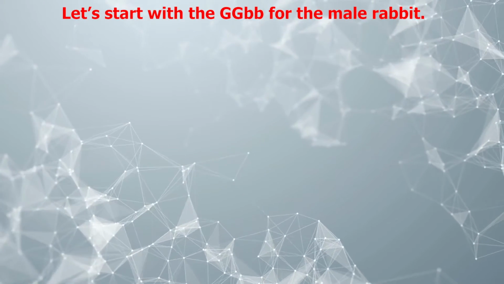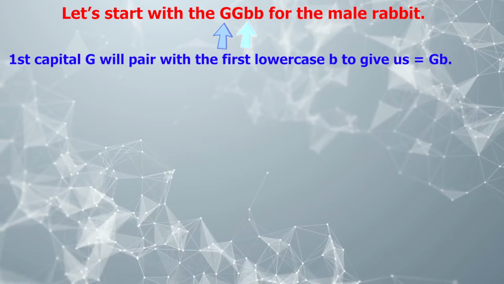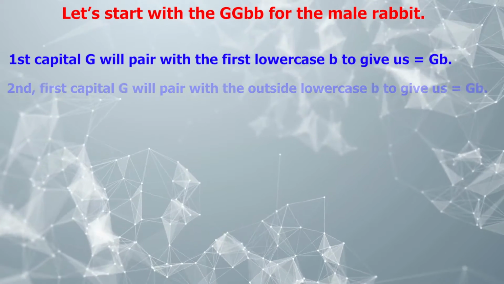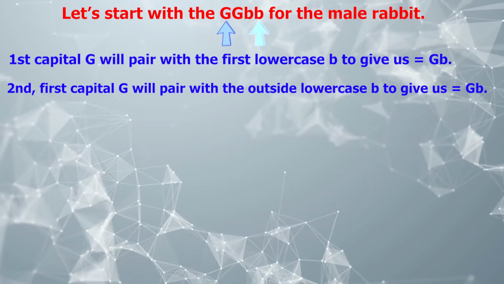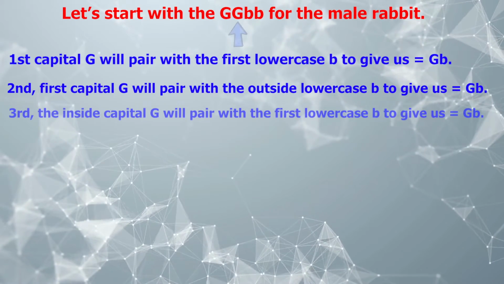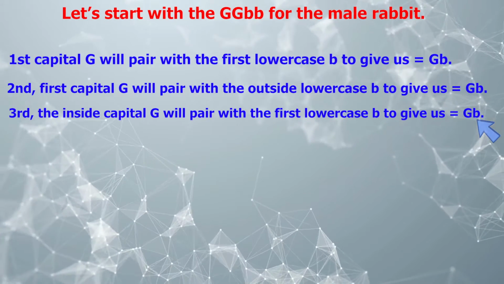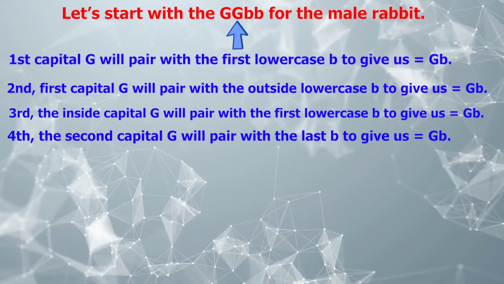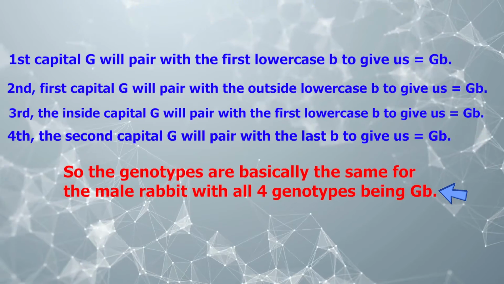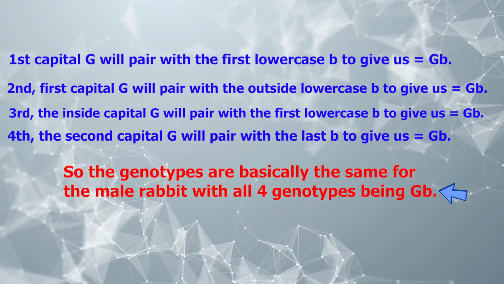Let's start with the two capital G's and two lowercase b's for the male rabbit. First, the first capital G will pair with the first lowercase b to give us capital G lowercase b. Second, the first capital G will pair with the outside lowercase b to give us capital G lowercase b. Third, the inside capital G would pair with the first lowercase b to give us capital G lowercase b. And fourth, last, the second G will pair with the last b to give us capital G lowercase b. So the genotypes are basically the same for the male rabbit, with all four genotypes being capital G lowercase b.